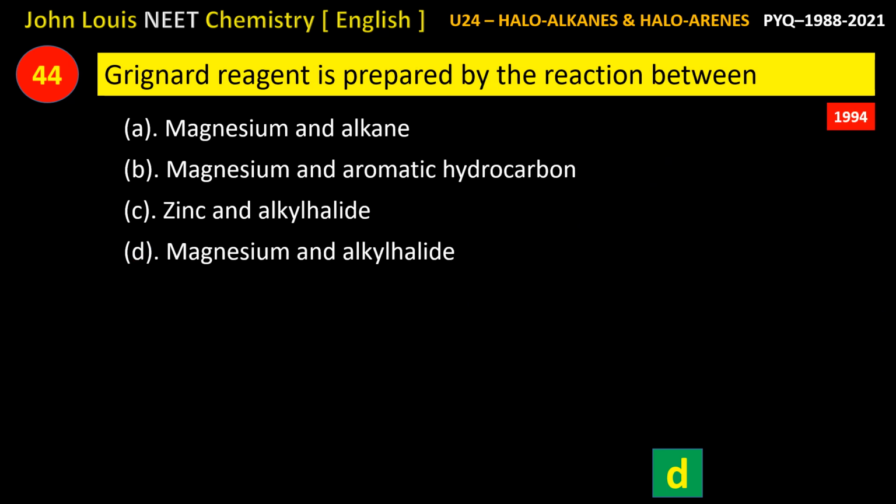Grignard reagent is prepared by the reaction between, okay, instead of seeing all those things, if you know the answer, you know it is prepared from any alkyl halide with magnesium in the presence of dry ether. So now we can check which answer is correct. Magnesium plus alkane, no. Magnesium plus aromatic hydrocarbon, no. Zinc plus alkyl halide, no. Magnesium plus alkyl halide, yes. So this is alkyl halide and magnesium.